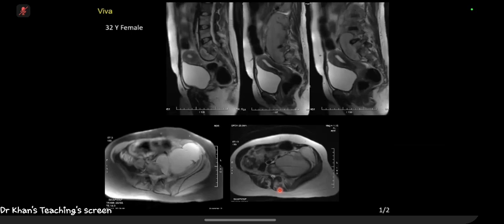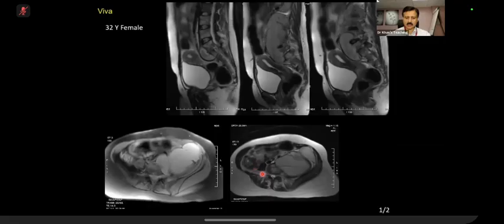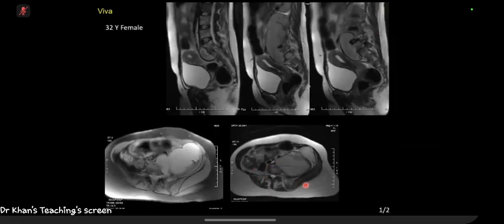And there is abnormality of the musculature and also the pelvis. So what is this muscle? Right psoas. And what is happening to this psoas? It is fluid filled within the psoas.